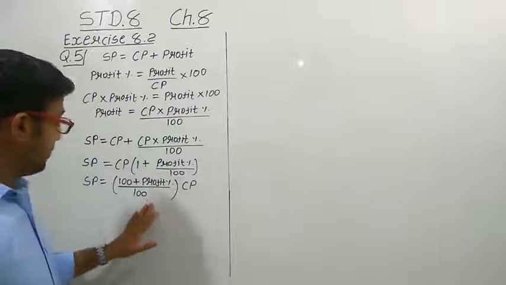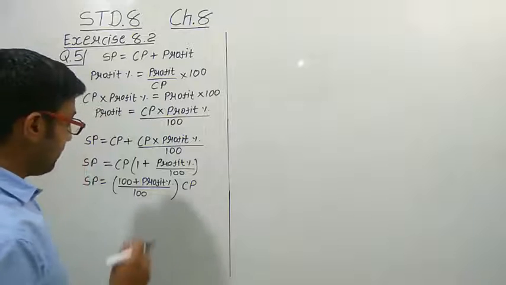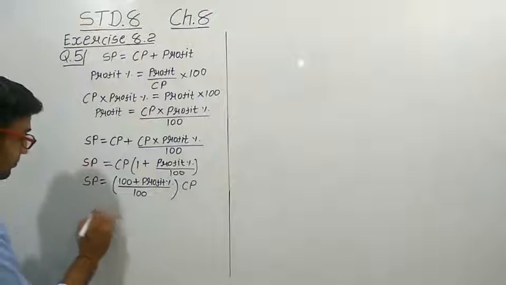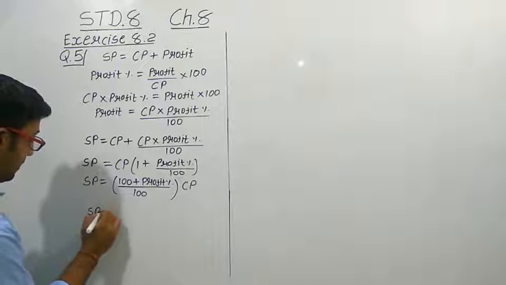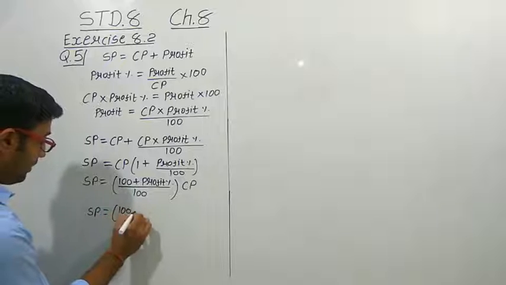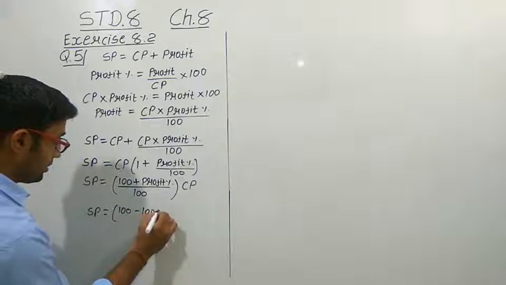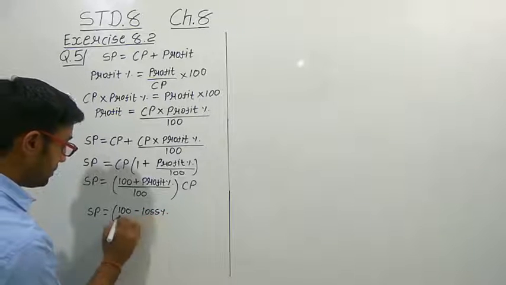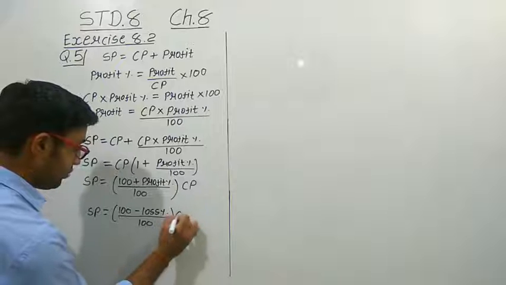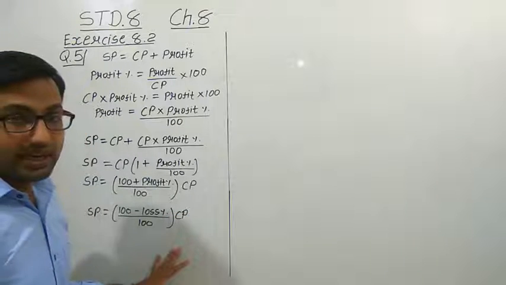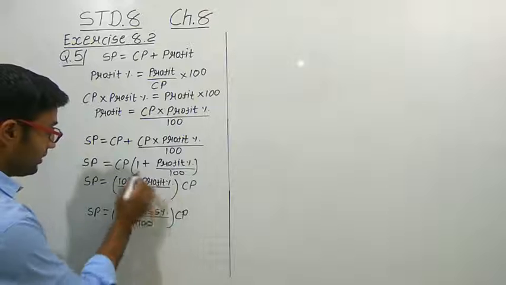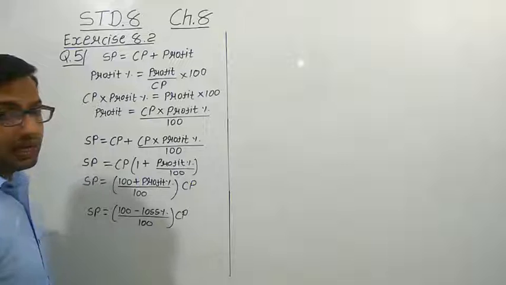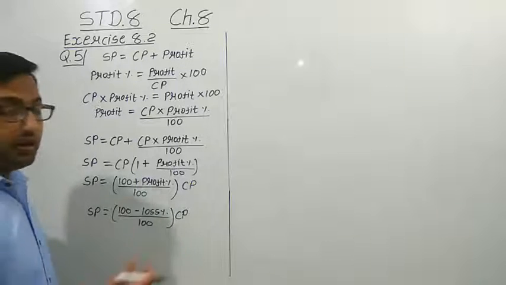Same formula we can write down here for the loss. Whenever there is a loss, we write that selling price will be equal to (100 minus loss percentage) upon 100 into CP. See, here we have to put the sign of the minus. All the other things will remain as it is. Just we have to make this plus profit a minus loss. So these are the two important formulas which we are now using in our sums.